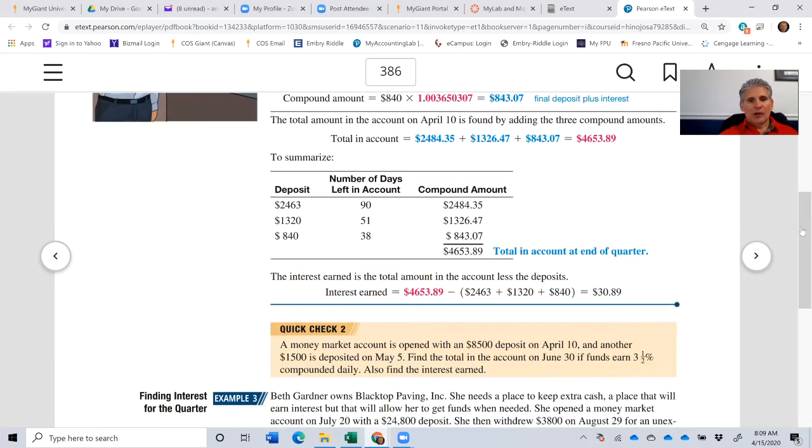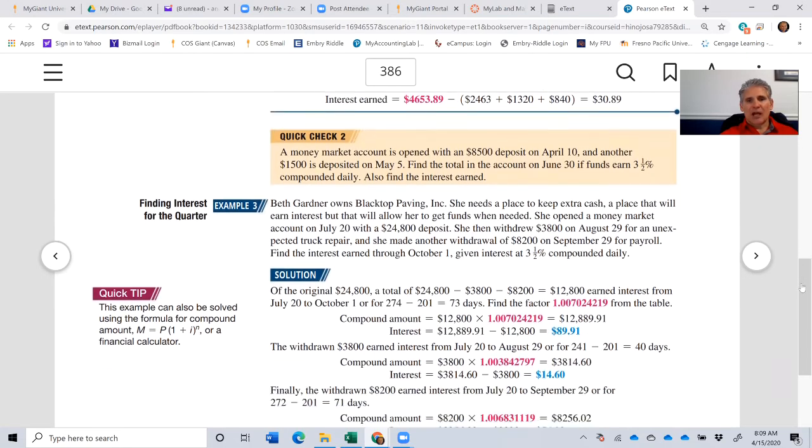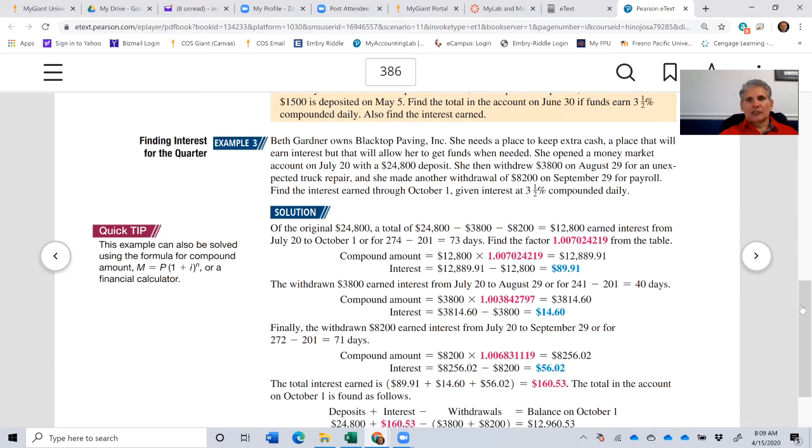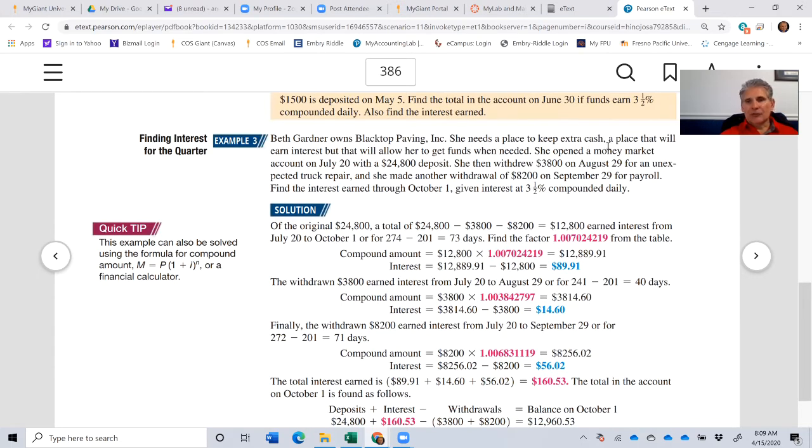Okay, so on the next problem, Beth Gardner owns Blacktop Paving Incorporated. She needs a place to keep extra cash, a place that will earn interest, but that will allow her to get funds when she needs it or when it's needed. She opened a money market account on July 20th with a $24,800 deposit. She then withdrew $3,800 on the 29th for an unexpected truck repair. And she made another withdrawal of $820 on September 29th for payroll. Find the interest earned through October 1st, given the interest at 3.5%.